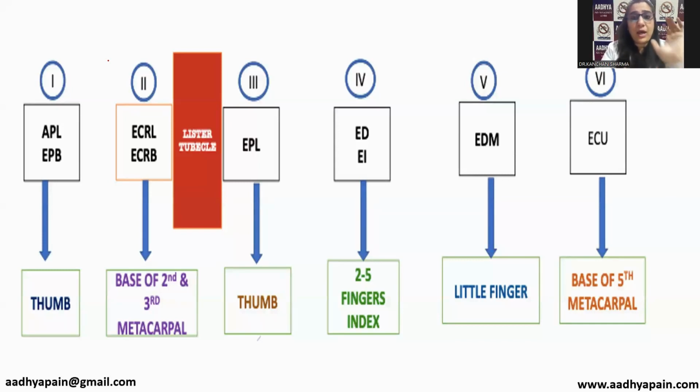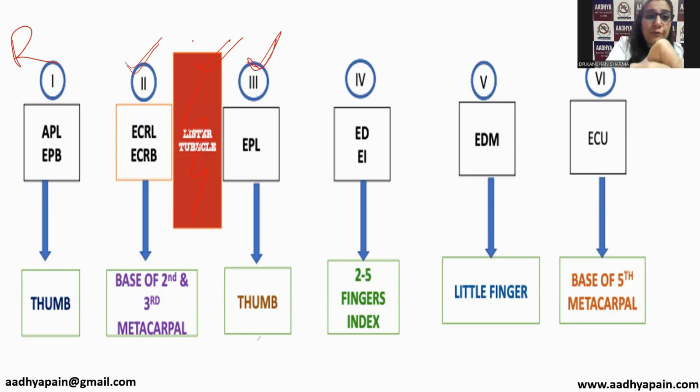As I have told you, Lister tubercle is very important, right? The bumpy thing which was present on the dorsal aspect of the distal radius. So if this is your radial side and that is your ulnar side, and Lister tubercle is the one which we are right now concentrating on, this Lister tubercle will be separating the compartment 2 from the compartment 3.